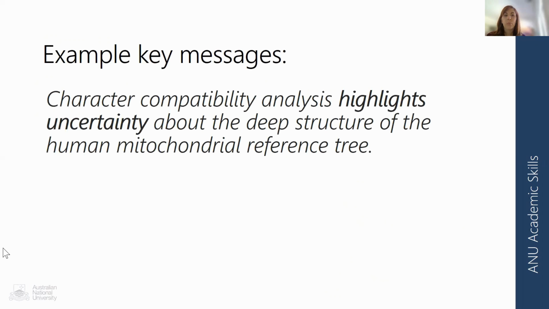Okay, so more examples of a key message. "Character compatibility analysis highlights uncertainty about the deep structure of the human mitochondrial reference tree." So they found something about character compatibility through an analysis, and then the bigger meaning is that it highlights uncertainty about this deep structure. So that's one example. They're making some kind of claim through their findings that uncertainty was highlighted through their method and analysis.